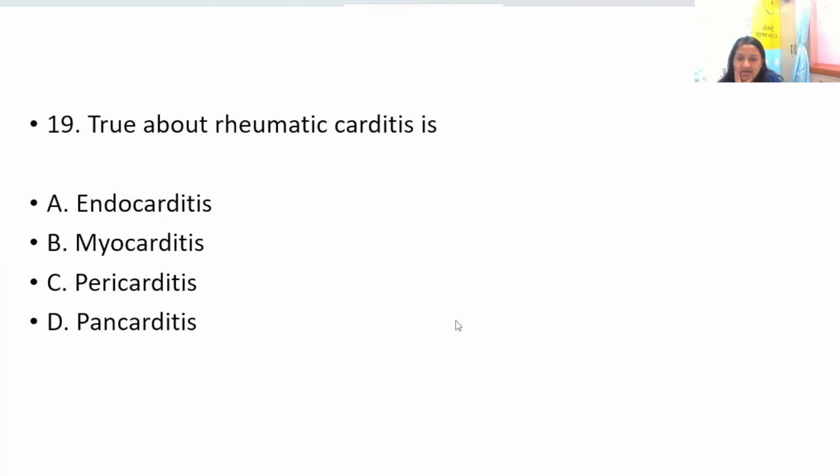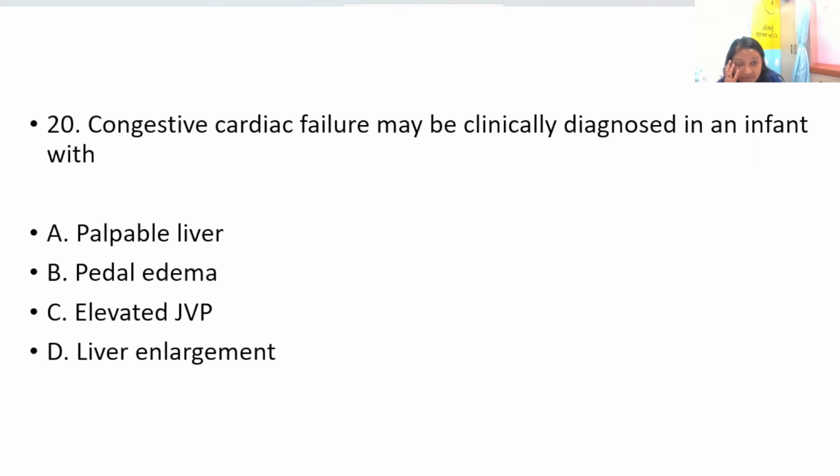True about rheumatic carditis is endocarditis, myocarditis, pericarditis, and pancarditis. The answer is pancarditis. It can involve all the layers of the heart. Rheumatic carditis can involve all layers of the heart. Congestive cardiac failure may be clinically diagnosed in an infant with. Your options are palpable liver, pedal edema, elevated JVP, and liver enlargement.